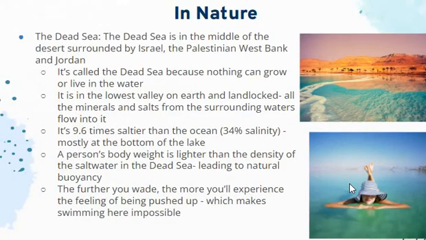In nature. The Dead Sea. The Dead Sea is in the middle of the desert, surrounded by Israel, the Palestinian West Bank, and Jordan. It's called the Dead Sea because nothing can grow or live in the water. It is in the lowest valley on earth and landlocked. All the minerals and salts from the surrounding waters flow into it. It's 9.6 times saltier than the ocean, 34% salinity, mostly at the bottom of the lake.